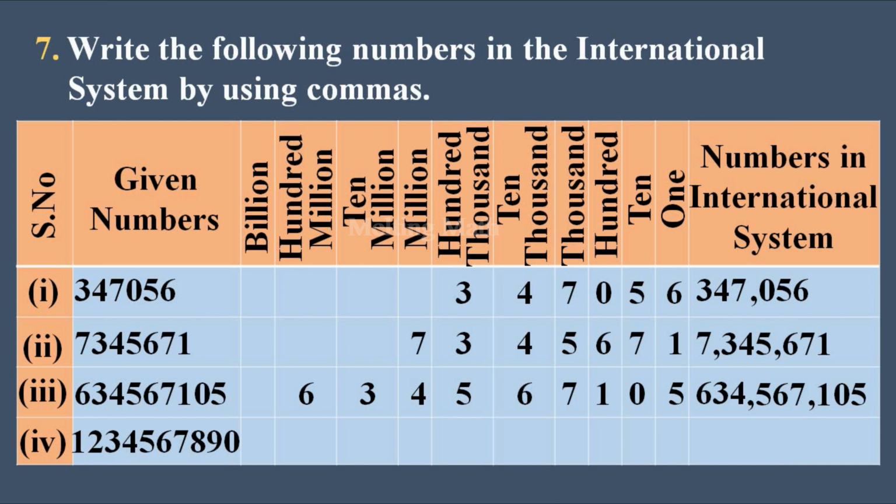Just observe this number and we know the last digit 0 is in the ones place. Next 9 is in the tens place. Next 8 is in the hundreds place. Next 7 is in the thousands place. Next 6 is in the 10,000s place. Next 5 is in the 100,000s place. Next 4 is in the million place. Next 3 is in the 10 million place. Next 2 is in the 100 million place. Next 1 is in the billion place. Okay, so we wrote the place of each digit.